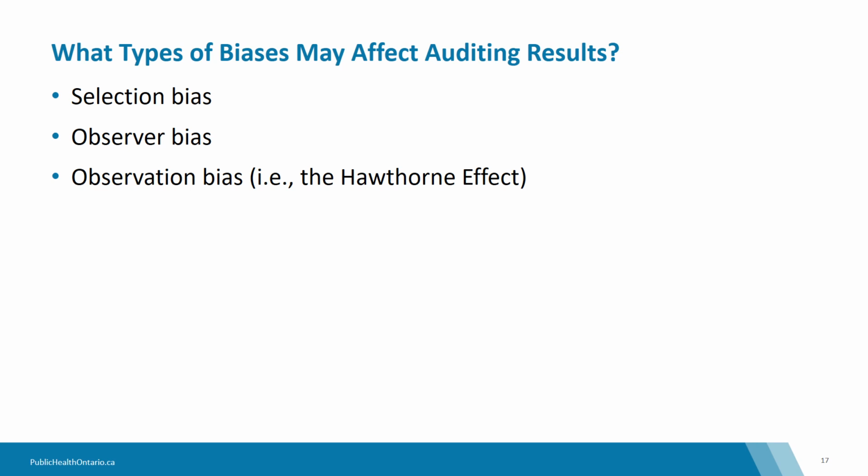Observation bias, also known as the Hawthorne effect, is a bias that refers to the change in behavior due to the subject's awareness of being observed. Some strategies to overcome this include not identifying what you are observing for, switching up auditors so the auditors are less known to staff, and using covert observations.